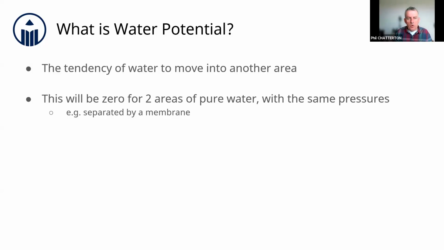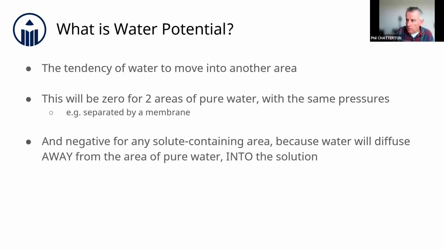Now, if there are two areas of pure water adjoining each other, maybe separated by a membrane, and the pressure is the same on either side, you could quite confidently predict that nothing's going to happen, because the water will move across the membrane in one direction in the same number of molecules as going the opposite direction in a given time. Anywhere there's a solute, though, a solute being anything that's dissolved in water, and we'll talk about solvation a bit later, there will be a negative water potential, in the sense that water is going to move away from the area of pure water, not towards it.